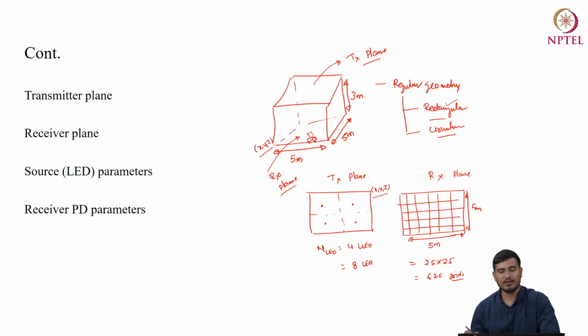Higher the number of grids, better will be the resolution. You can divide it into 10 cross 10 also, 5 cross 5 also, depending on the simulation or the hardware, or you can say the system capacity of yours.